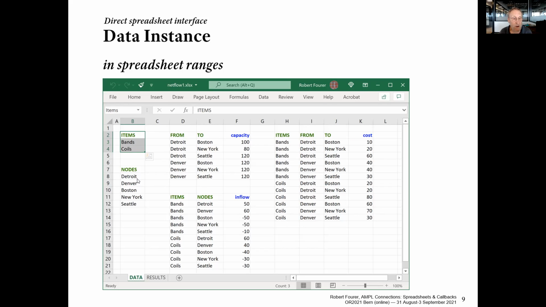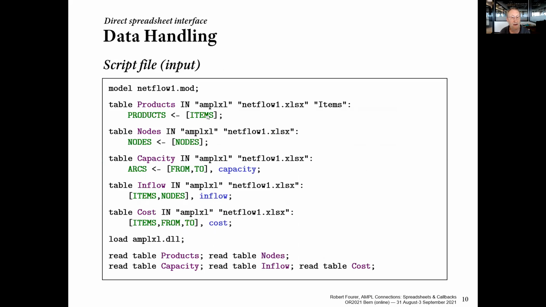So what you see here are actually 5 spreadsheet ranges, each of which gives some of the data that we need. To get that into AMPL, we just use 5 table statements that give the correspondence between that data and the AMPL sets and parameters that we want to populate. I've shown here just a few special features. The name of the spreadsheet range can be different from the table name. And here we actually read both the arcs of the network and the capacities from the same table.